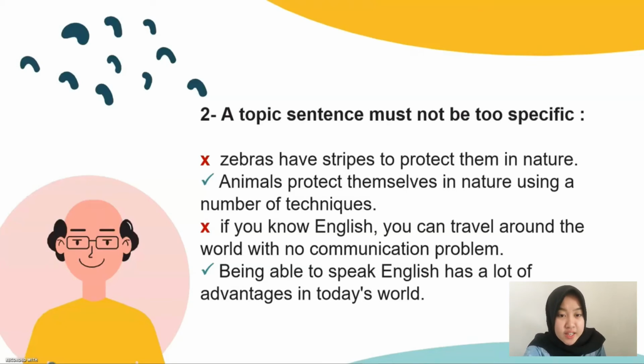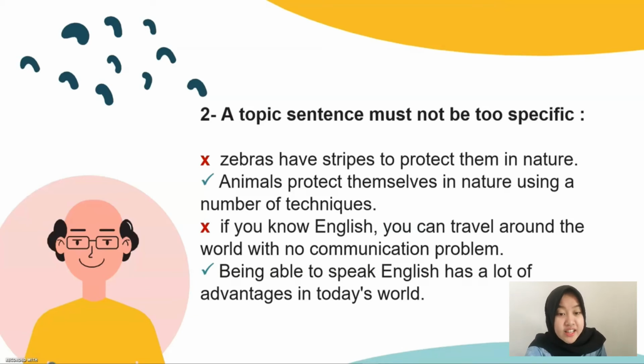Now, let's have a look at the second example. If you know English, you can travel around the world with no communication problem. So again, this is a poor sample, right? But can you develop this into one whole paragraph? You really cannot because it's only stating a very specific fact. So there is nothing else you can say about that. You cannot really explain that in one paragraph, right?